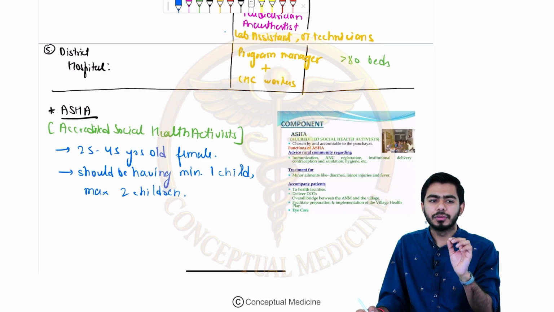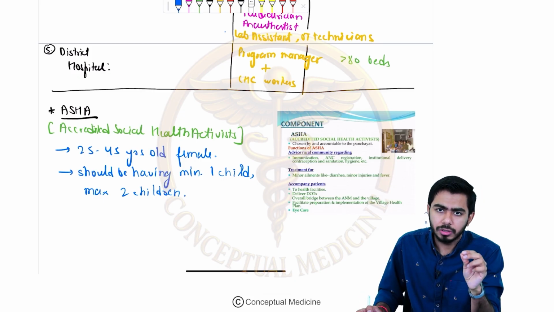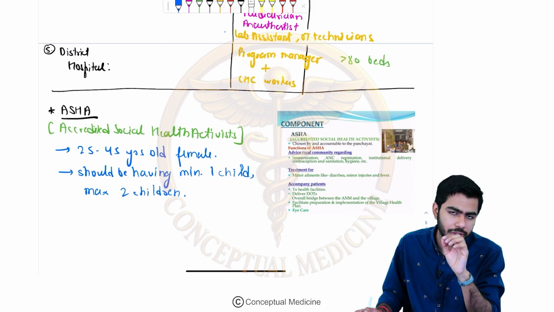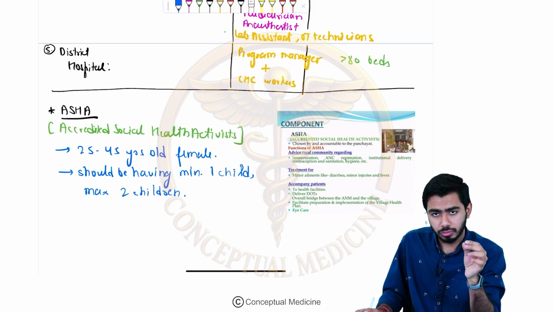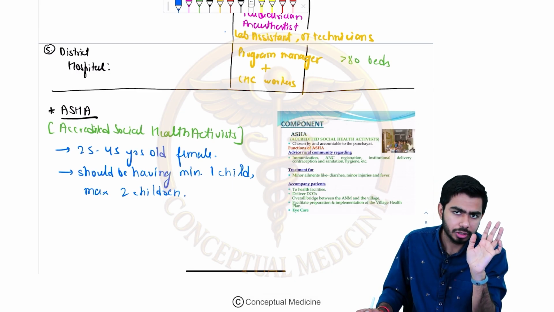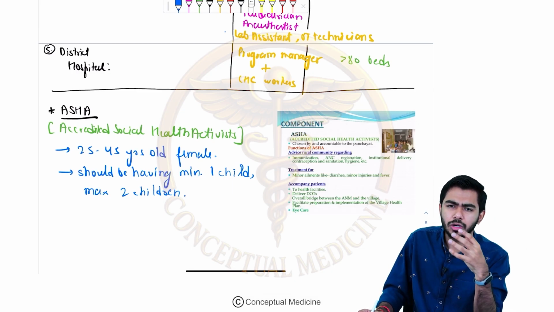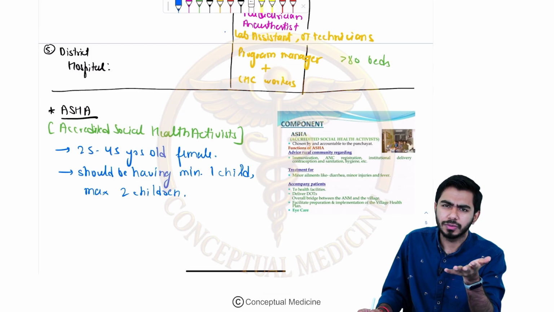So if a female does not have any child, she will not be the ASHA. And if she has more than two children, then she will not be the ASHA, obviously. Because I will talk about the features and the functions of the ASHA basically.